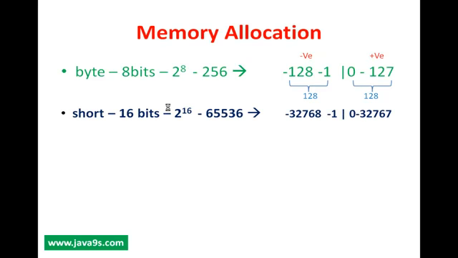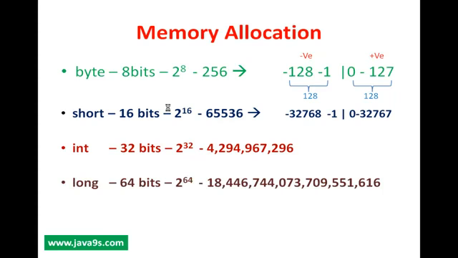In the same fashion, short is given 16 bits, which can represent around 65,536 numbers. And int is more, it's up to 32 bits, so it can represent more numbers. And for long, it's 64 bits. So long can be used to represent milliseconds or astronomical distances, something like that. And if you need to represent numbers which are bigger than this, there are certain classes in Java known as BigInteger, something like that, which can be used.